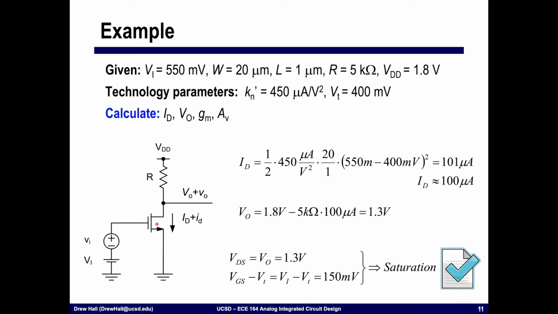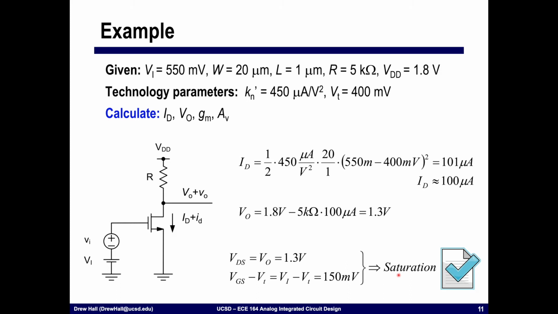And so now when we look at this, we need to make sure that VDS is greater than VOV. Okay? In this case, VDS is simply equal to Vout, which is equal to 1.3 volts. And so that's good. VGS minus VT is equal to VI minus VT, so VOV is 150 millivolts. So this device is in saturation.